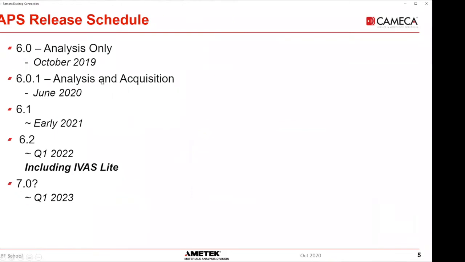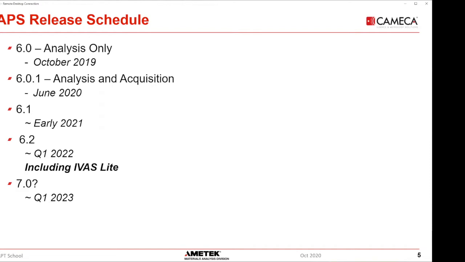A little bit about the APS history. We initially released a 6.0 version almost exactly a year ago. That was for analysis only. It didn't include any acquisition stuff, so some customers got kind of an early peek at APSuite. And then this summer we released 6.01, which rolled in the acquisition features, so that's Davis and live reconstruction. More customers got that.